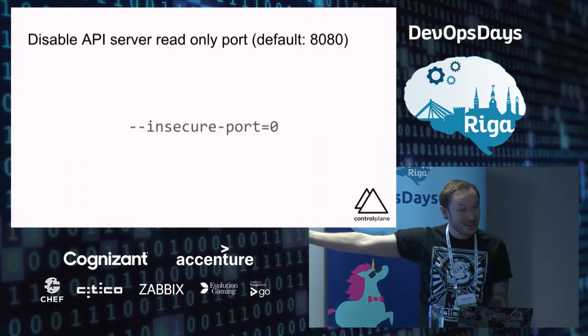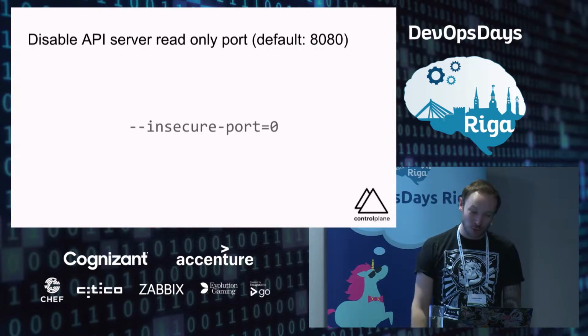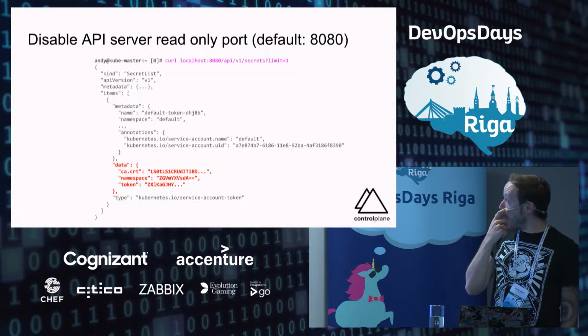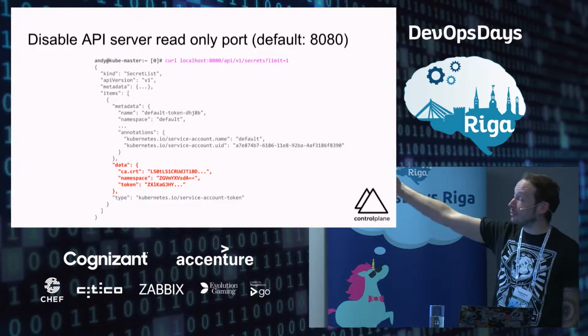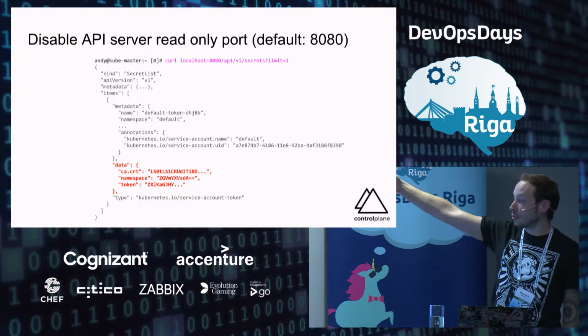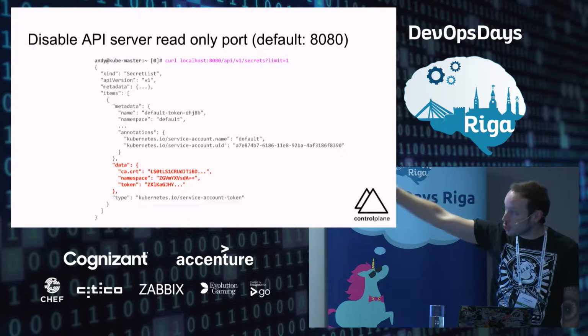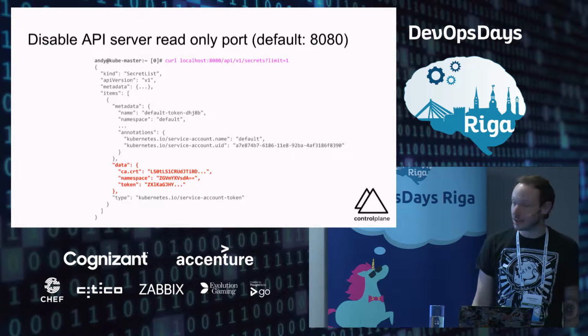So this is now the configuration that should stay on all API server configurations. And this is an example. If you do have access to that read-only port, the insecure port there, then you can pull back anything from the Kubernetes API.